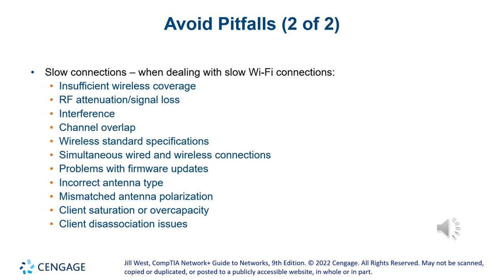Interference from other devices, like I said, any electrical devices, microwaves and things like that will create that. Any other access points from other areas or other departments might affect you. That will create channel overlap too, where they interfere with each other. The wireless standards, make sure they're using the right standards. Simultaneous wired and wireless connections, it happens a lot.